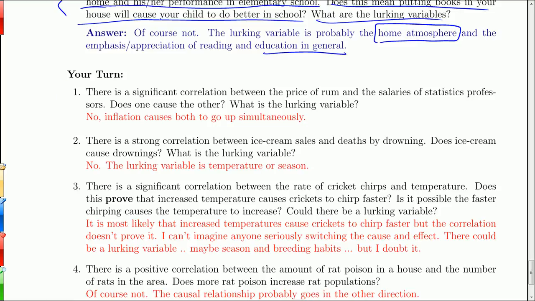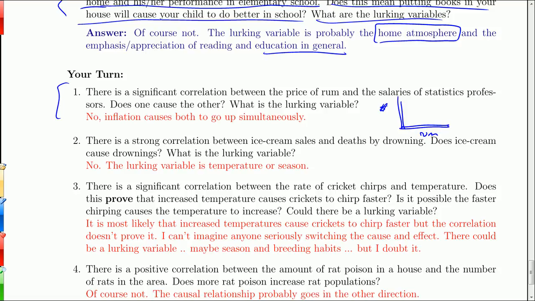There's a significant correlation between the price of rum and the salary of statistics professors. I like this one because students come up with some of the most wonderful reasons why the salaries of statistics professors could cause the price of rum to increase. They're not all very flattering. But basically, if you look at the price of rum and the salaries of statistics professors, as time proceeds, both of these will go up, right? Inflation, because we have time.